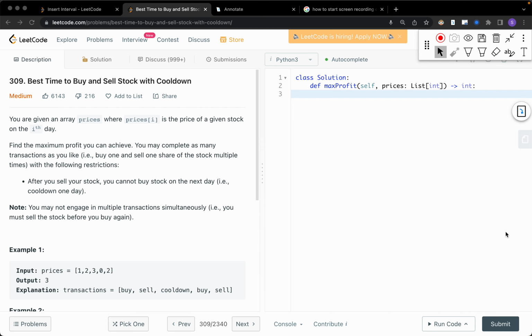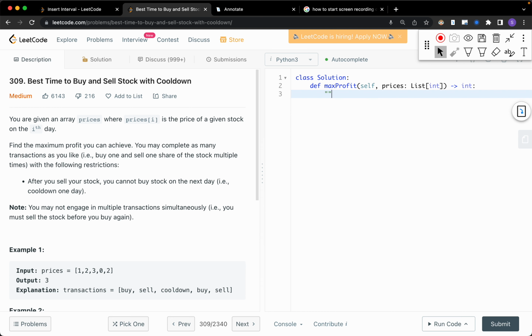But one condition that we were given in this problem is once we sell a stock we cannot immediately buy the stock the next day, so there has to be a cooling period. So it might be one or n number of days that we can take. So now based on these given conditions we have to find the maximum profit that we can achieve from this given array. So let's see what we can do.